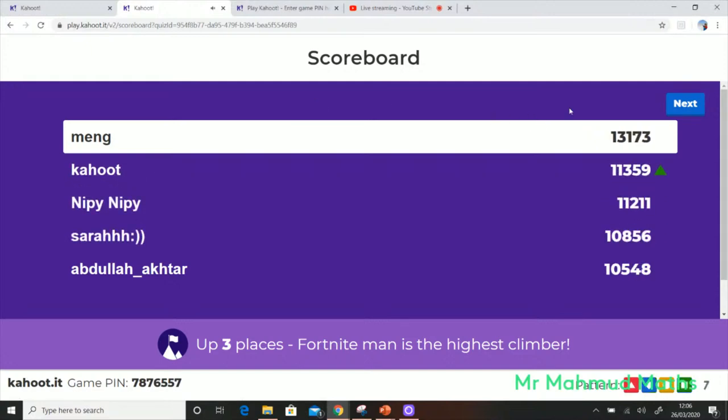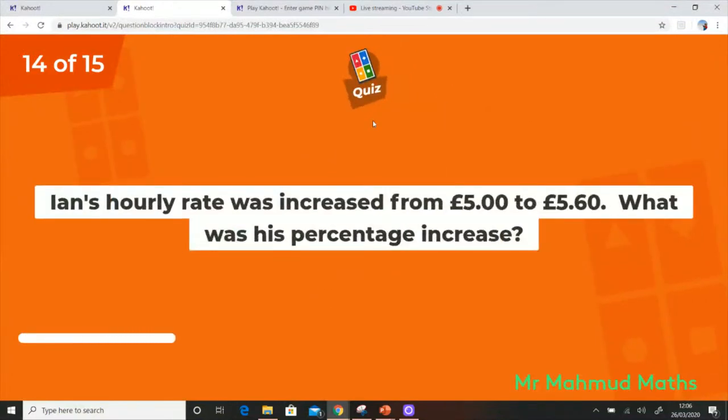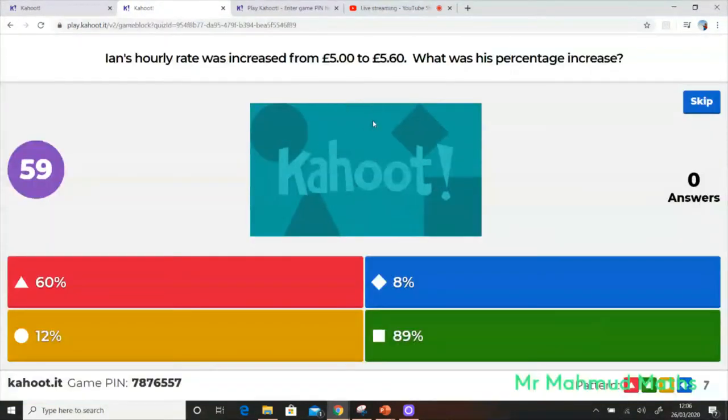So we have Kahoot on second place, Meng still in first place. Ian's hourly rate was increased from £5 to £5.60. What was his percentage increase?